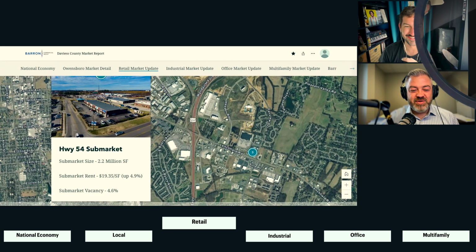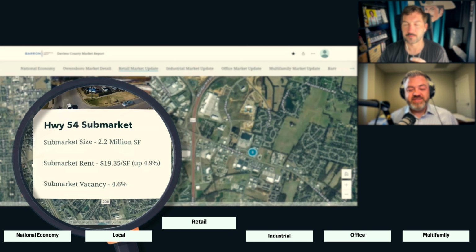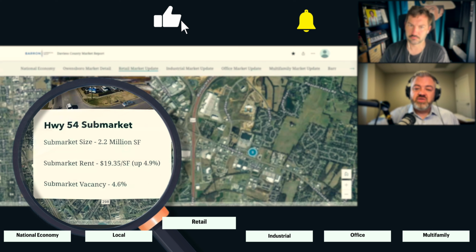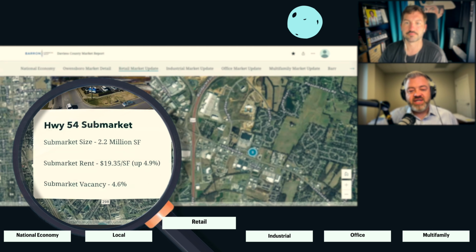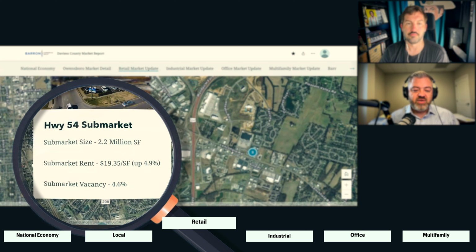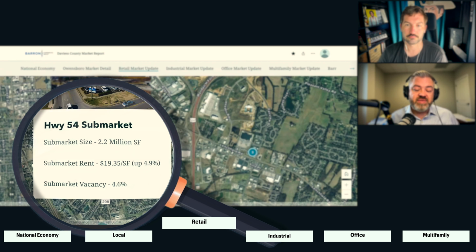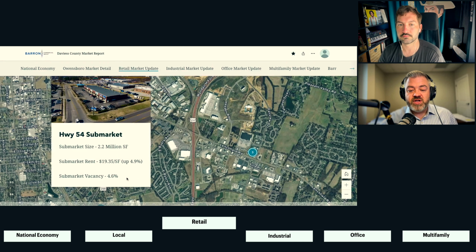But here we've got 2.2 million square feet, and the submarket rent out here is significantly higher. It's $19.35 per square foot, up 4.9% over last year. And if you're going into the newer product, like the stuff that's just being built, you're looking at $25 a square foot or maybe even higher. The submarket vacancy is 4.6%, so there's not a lot of vacancy out here. If you want to be out here, you don't have a lot of options, which is why we continue to have more development, which is good.